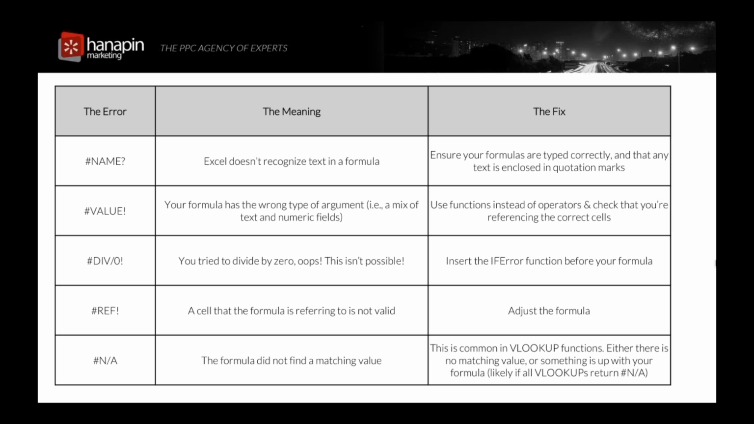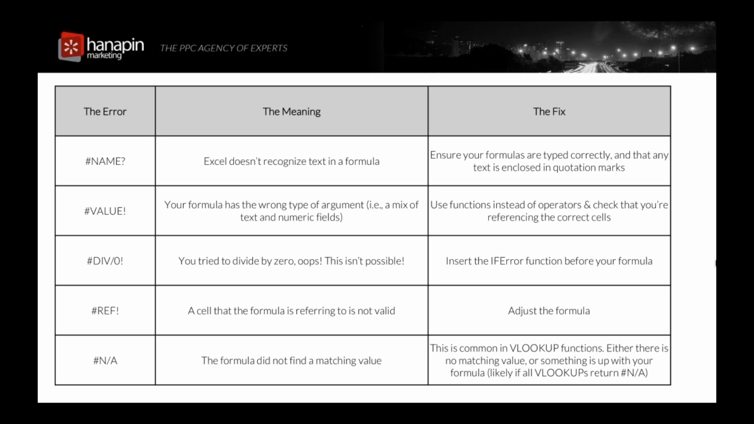And moving along, the value error is when you've put the wrong type of argument into your formula. So for example, if you're using a formula that needs to reference numbers and you've accidentally included a cell that has text in it, you'll get this value error. So the fix here is to use functions instead of operators. This can help a lot. So instead of saying cell C5 plus B5, use the sum formula. That can help a lot with these value errors. And then, as always, check that you're referencing the correct cells.